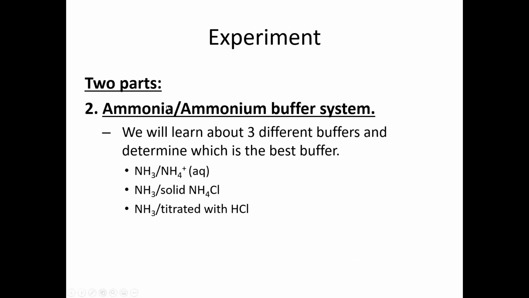The second part will be the ammonia and ammonium buffer system, and we'll use 3 different buffers and determine which one's the best. So the first one we will mix ammonia solution with ammonium chloride solution, and the second one we will use ammonia solution together with solid ammonium chloride. And the other way is to use ammonia, and we will titrate that with HCl. The HCl will react with ammonia to form ammonium chloride.